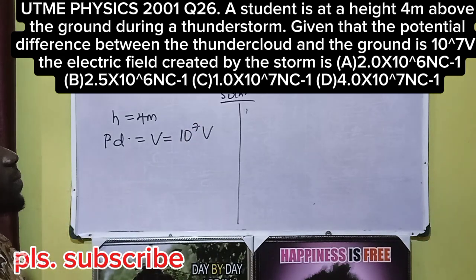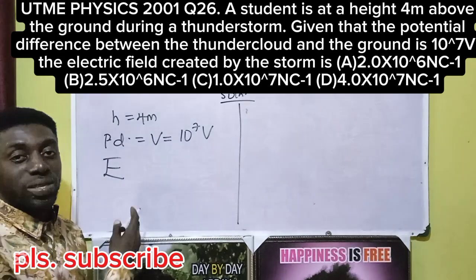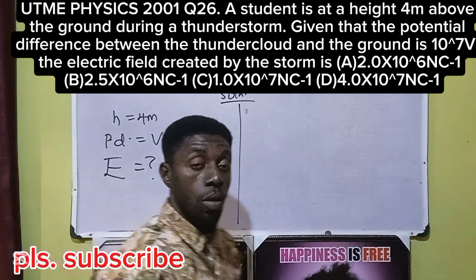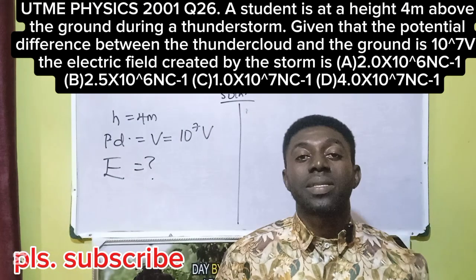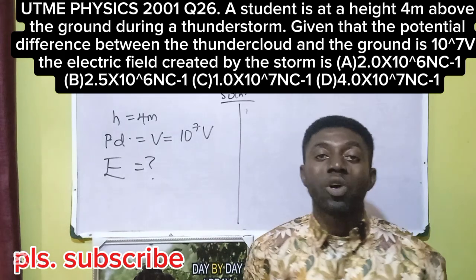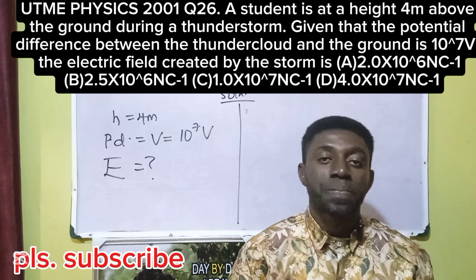Then the electric field created by the storm, we're looking for electric field. We use capital letter E to represent electric field. These are the basic parameters in our question. We have height, voltage or potential difference, and electric field intensity or electric field.